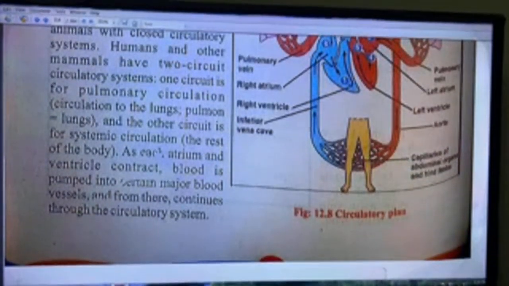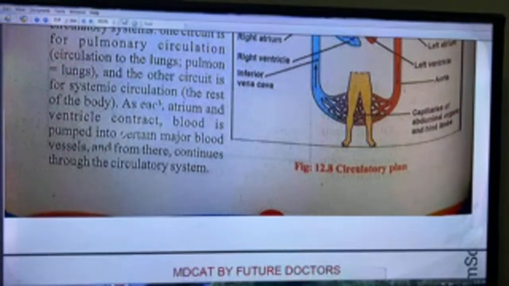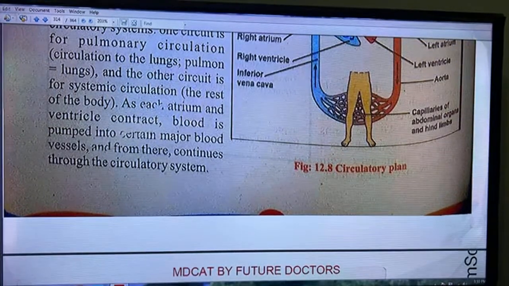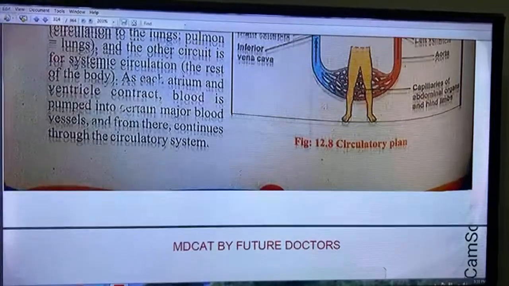Humans and other mammals have a two-circuit circulatory system. One circuit is for pulmonary circulation to the lungs. Pulmo means lungs, and the other circuit is for systemic circulation, the rest of the body. As each atrium and ventricle contracts, blood is pumped into the major blood vessels and from there continues through the circulatory system.